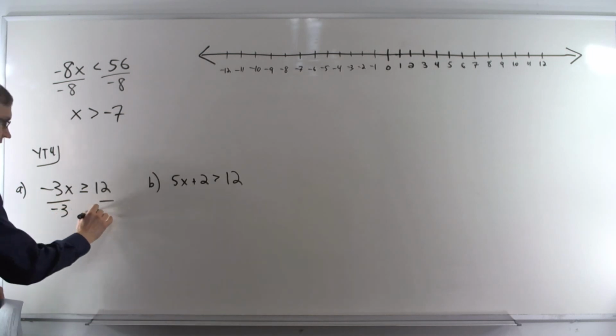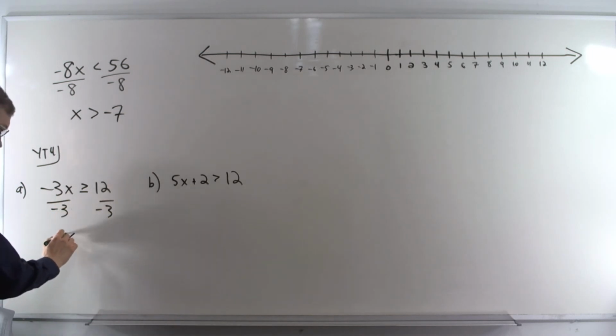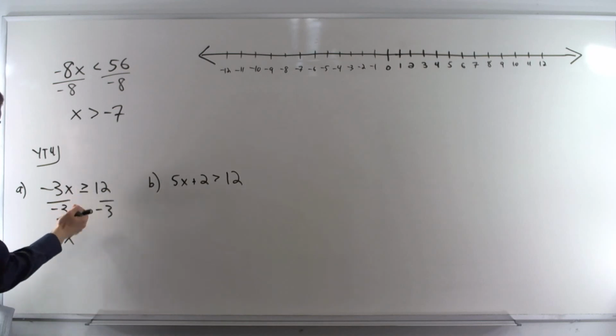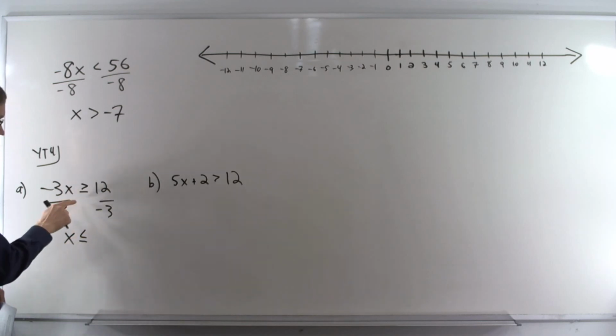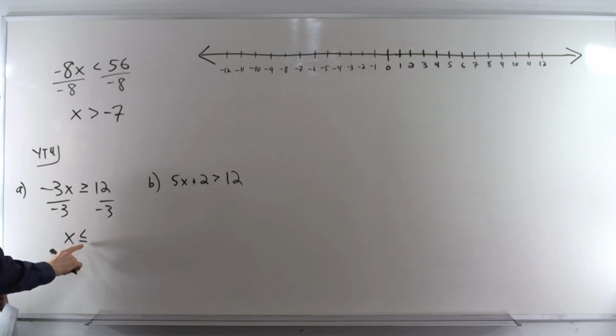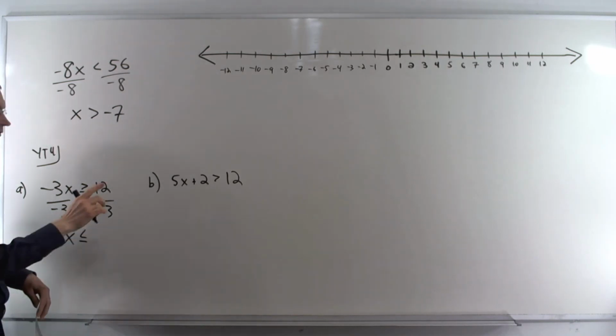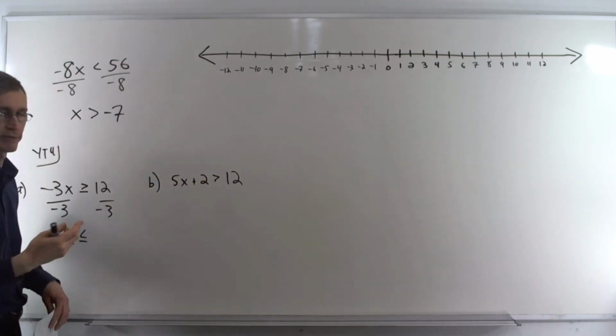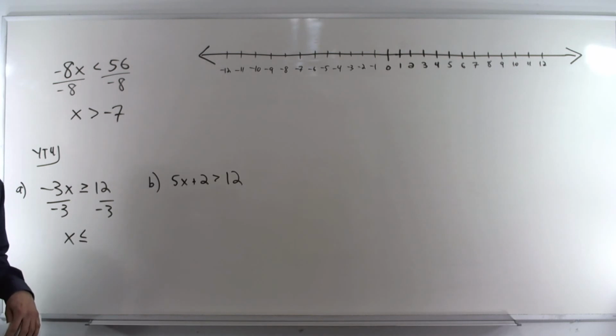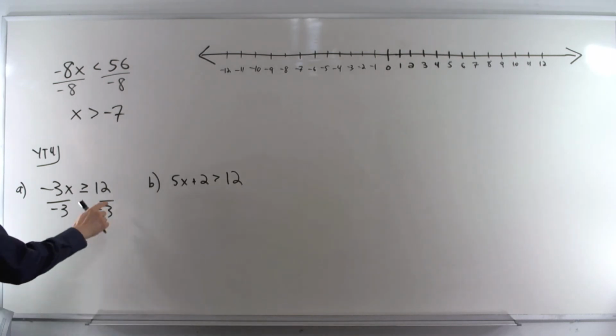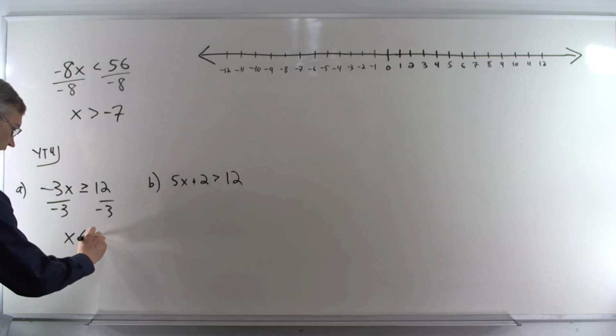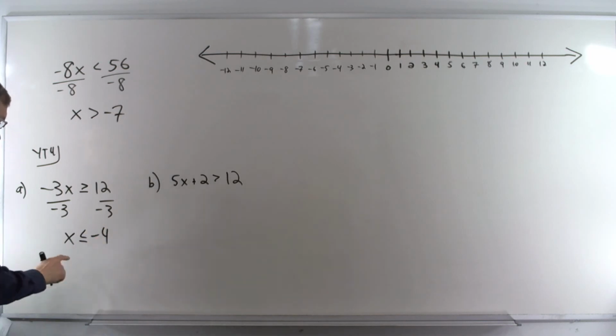So I'm going to divide by a negative number. So now I have to switch the direction of the inequality, so that's going to be less than or equal to. If it's greater than or equal to, it becomes less than or equal to. If it's strictly greater than, and we have to switch that one, it becomes strictly less than. 12 divided by negative 3 is negative 4. So our solution is x is less than or equal to negative 4.